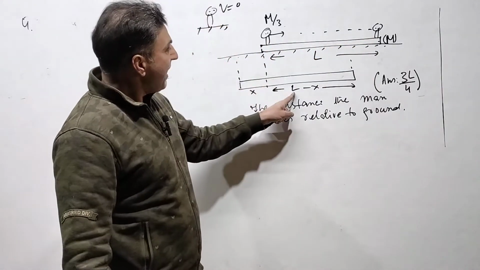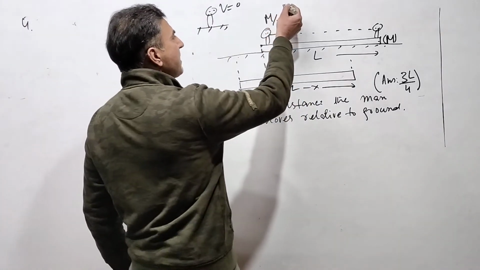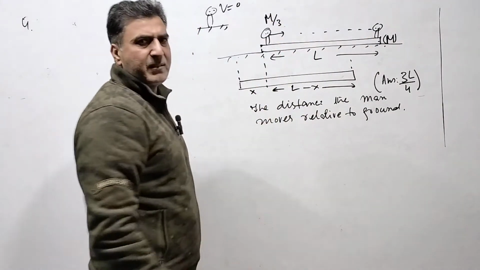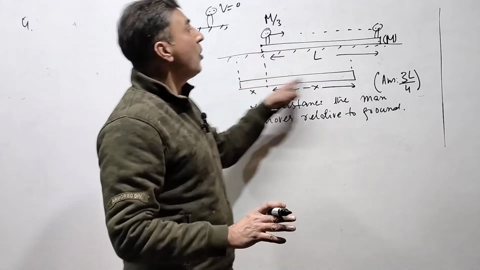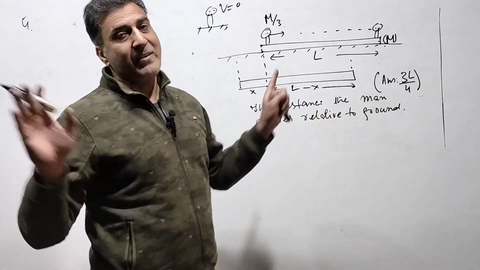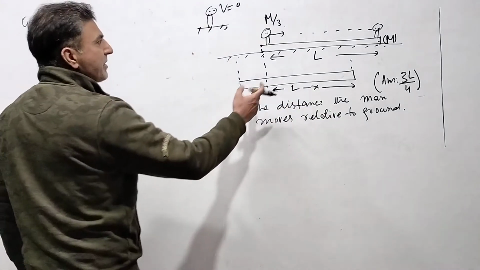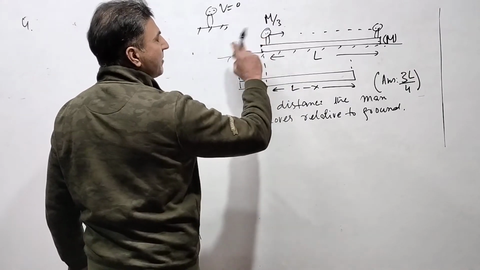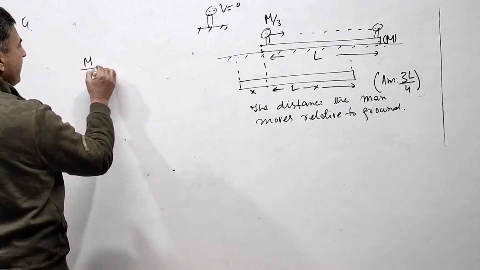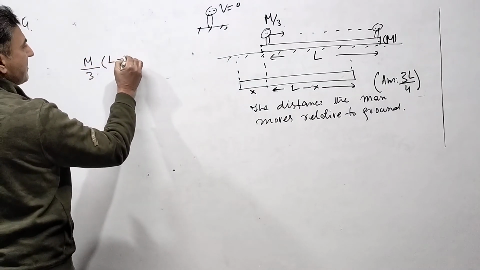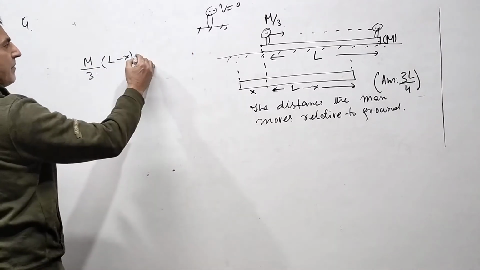तो हमें देखना है कि L minus x का distance हमें निकालना है. So, what is the concept? The concept is the center of mass of the whole system remains where it is. There is no change in the center of mass of the system. The center of mass of the whole system remains at rest, where it is. So, the center of mass of the system taken by the man in the forward direction, what is that? M by 3 into L minus x. This is the center of mass of the system taken by the man in the forward direction.